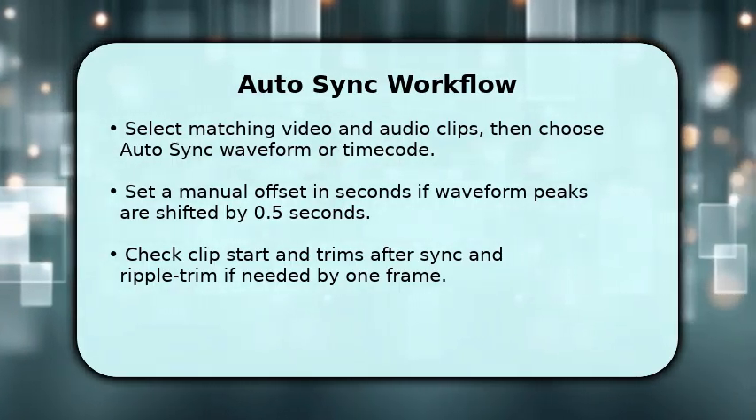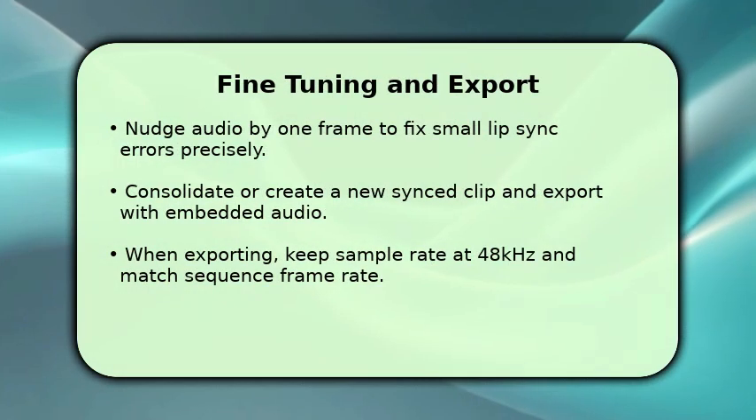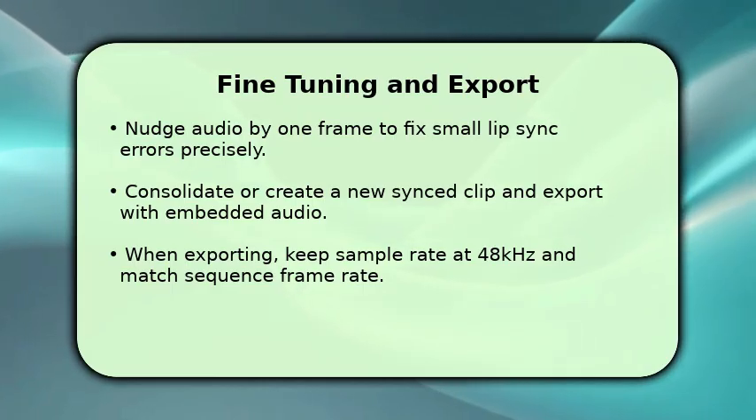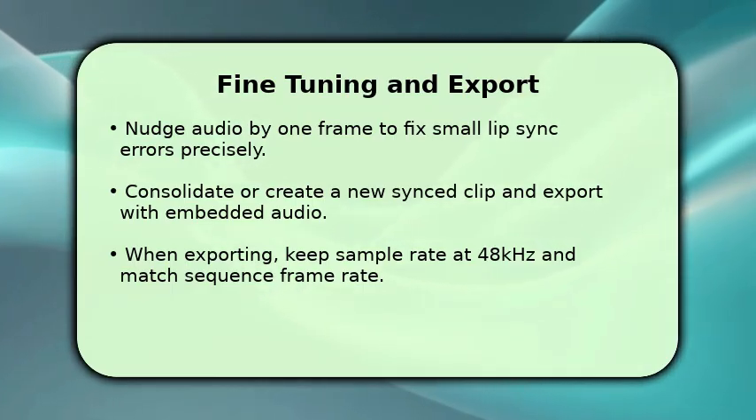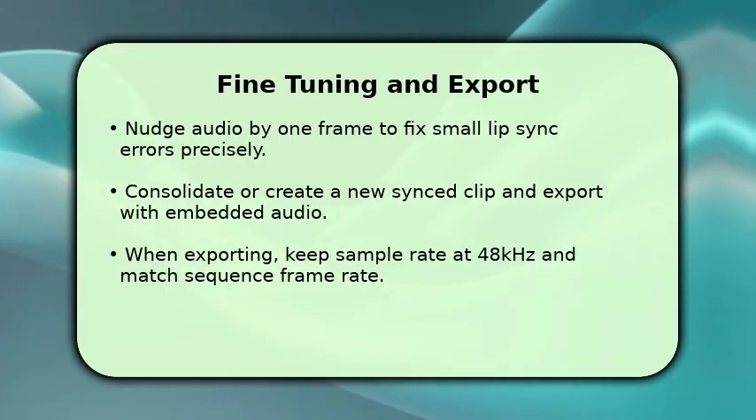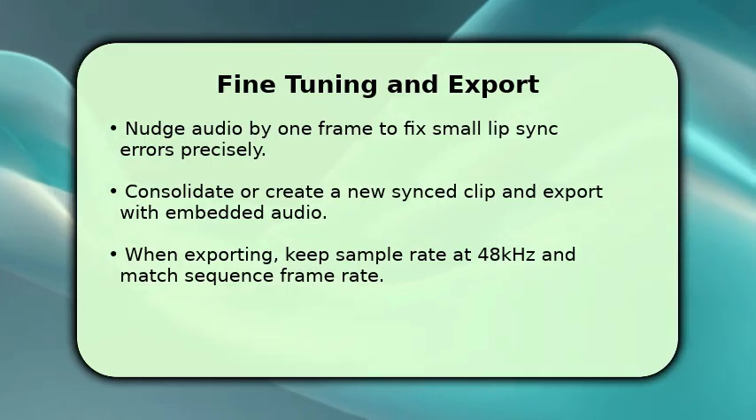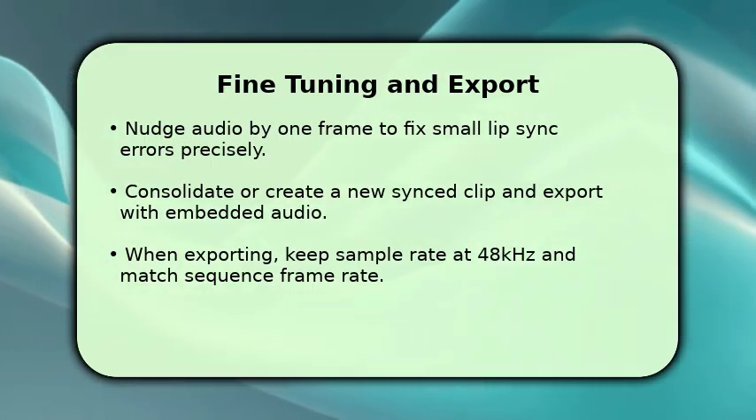After auto-syncing, play back each clip to find small timing errors. Use the audio nudge command to move audio by 1 frame until lips match. If larger adjustments are needed, nudge by 3 frames or trim by fractions of a second. Consolidate your synced video and audio into a single clip to simplify the timeline.